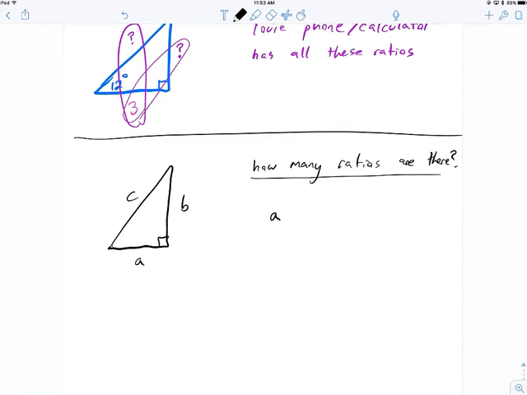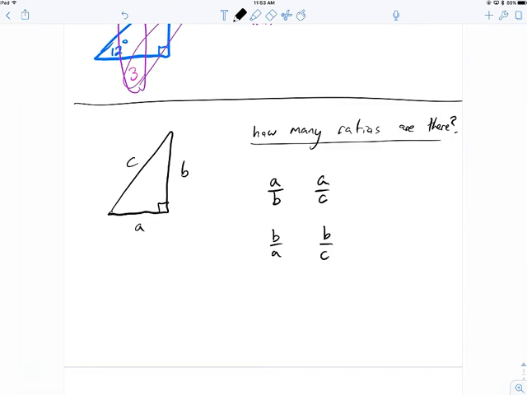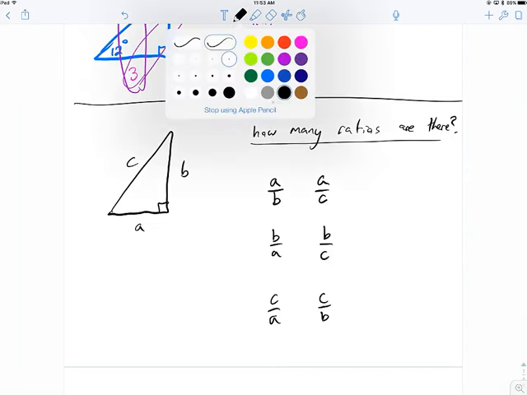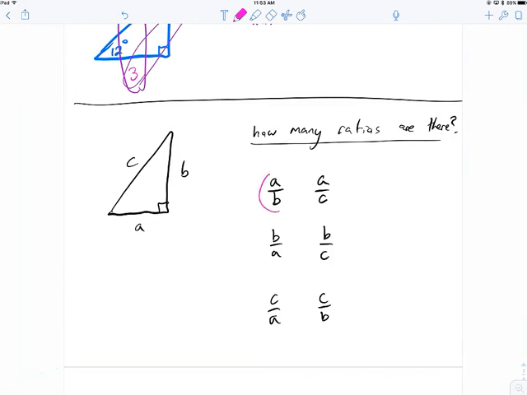We could have A to B, or A to C. We could have B to A, or B to C. And we could have C to A, or C to B. I mean, that's every combination, right? We have A to either of the other two sides, B to either of the two, C to either of the two. Now, some of these are a little redundant, right? Like, if we have A to B, then B to A is just this, like instead of 2 to 3, it's 3 to 2. It's the same ratio, just flipped over.